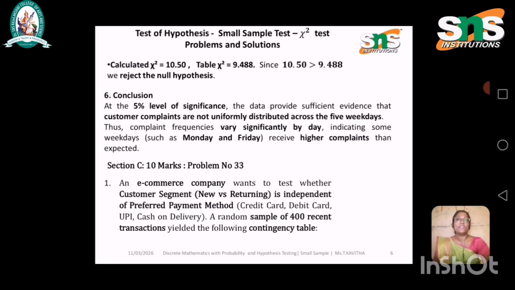Today, our topic is the chi-square test, testing hypothesis for small sample test. Problem number 3: an e-commerce company wants to test whether customer segment, new versus returning, is independent of preferred payment method, that is credit card, debit card, UPI, cash on delivery. A random sample of 400 recent transactions yielded the following contingency table. The values are given.